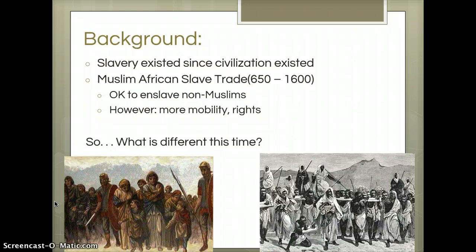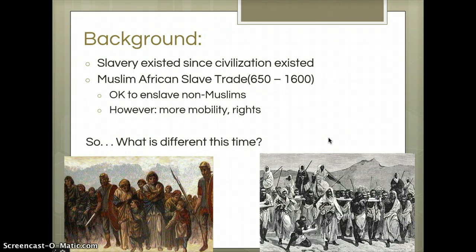But in Africa, the Islamic or Muslim African slave trade existed from about 650 CE to the 1600s. And the Muslims that captured much of North Africa, it was okay to enslave non-Muslims. However, there was more social mobility and more rights at this point in the Muslim African slave trade. If you recall from the Ottoman Empire, that was a slave bureaucracy, but it often included social mobility and power. So what's different this time?